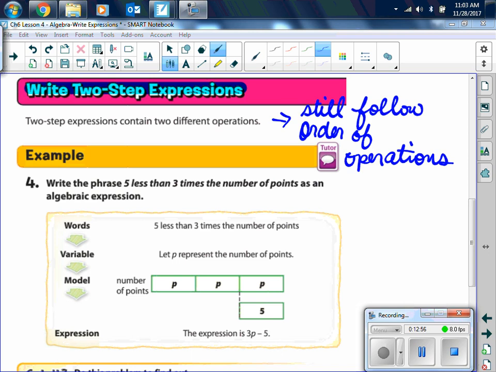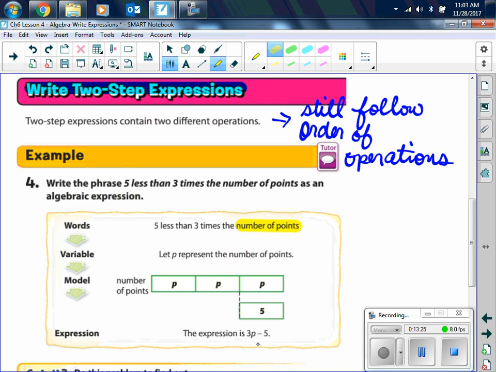So for example 4, it says, write the phrase 5 less than 3 times the number of points as an algebraic expression. So in the words here, we have 5 less than 3 times the number of points. Okay, what is it that we don't know? The number of points, right? Still the same thing, the number of points is what we don't know. So we can let P equal the number of points. Does everybody see how we got that?